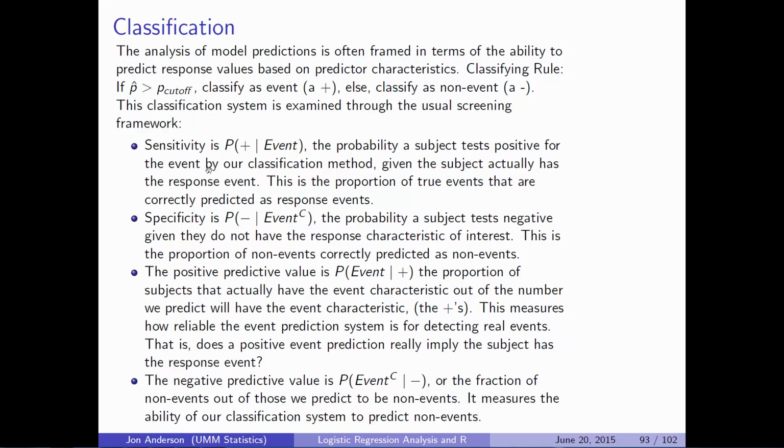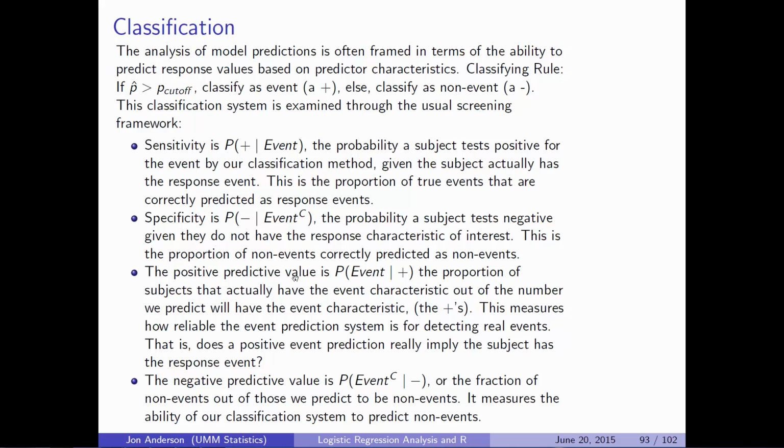The idea of sensitivity: what proportion of events get flagged as probably happening, what's the probability that an event will be flagged as an event if it's a true event. And specificity: what's the probability that non-events will be correctly predicted to be non-events. Well, actually, let's see. Sensitivity is the probability that the subject tests positive, that we think it'll have the event, given that it really did.